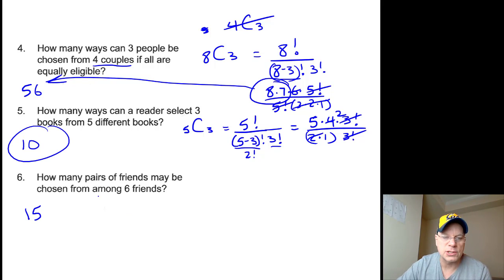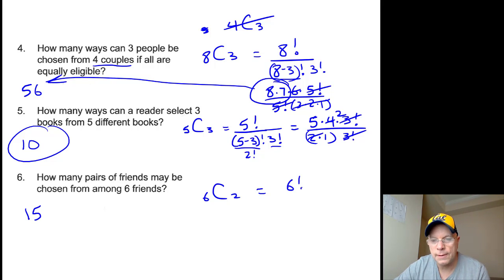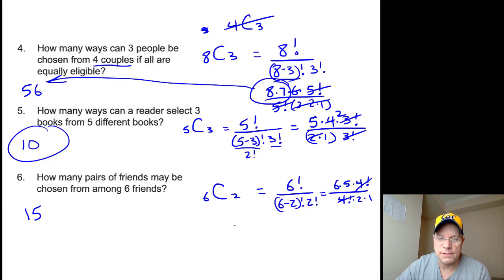How many pairs of friends may be chosen from among 6 friends? You've got 6 friends, and you're choosing a pair from that 6. The order wouldn't matter, so 6 factorial over 6 minus 2 factorial, 2 factorial. 6 times 5 times 4 factorial over 4 factorial times 2 times 1. 4 factorials cancel, and 30 divided by 2 is 15.